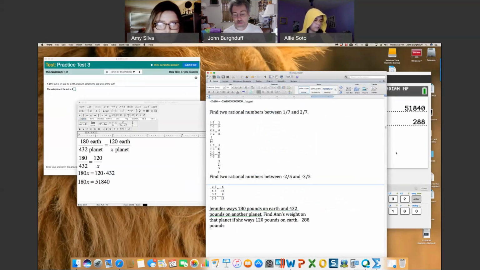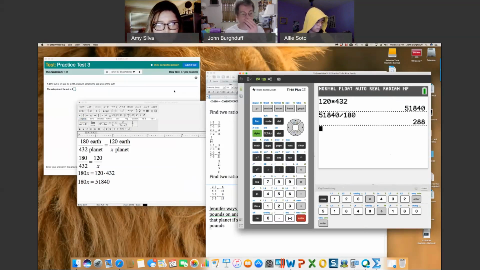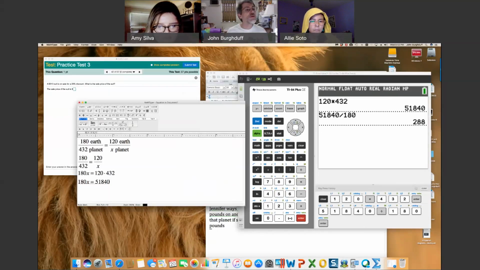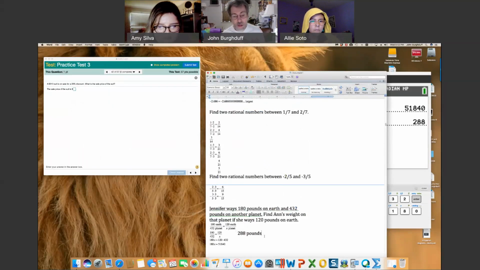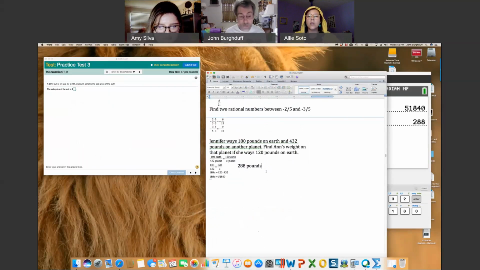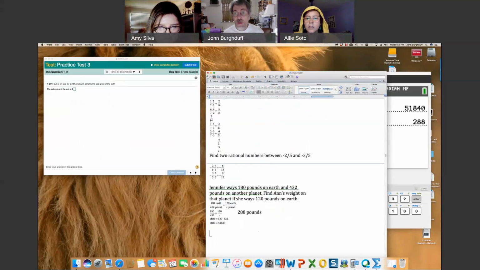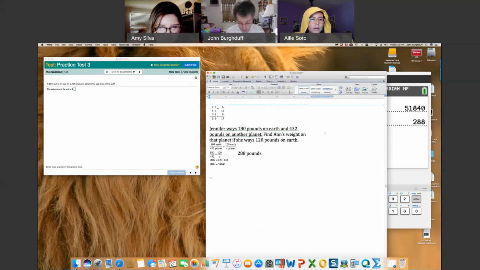All right. I had two more. Sure. Let me just do this real quick. Okay. So on a map, 1/3 inches represents 5 miles. If two cities are 19 inches apart on the map, what is the actual distance between them?